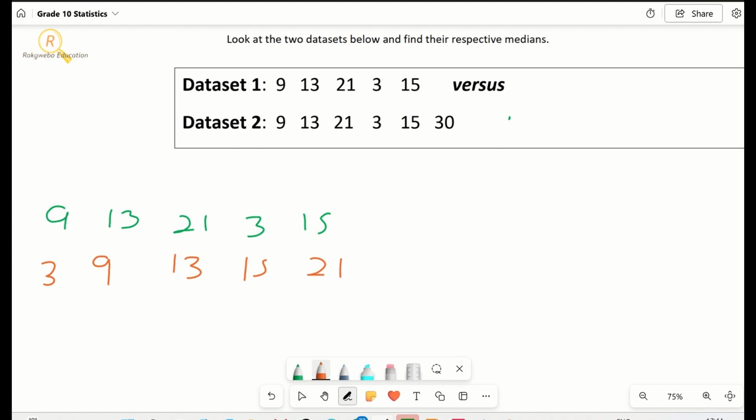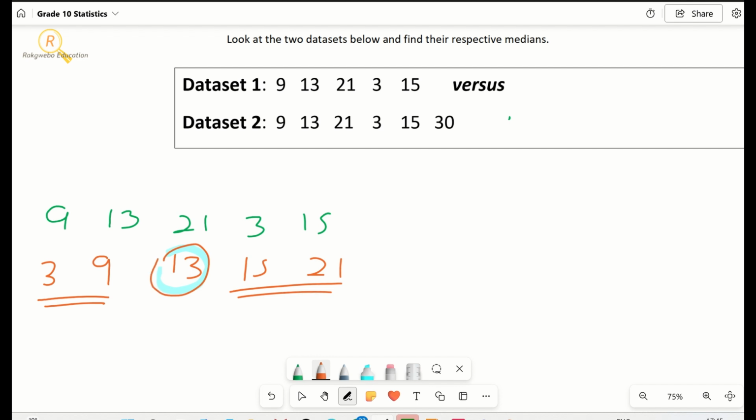Now, can you guys tell me what is the middle value there? What is the middle value? 13, yes. Easy. Why? Because there are 2 numbers on either side of 13. There's those 2 numbers and those 2 numbers there. So that's why we have concluded that 13 is the middle value.